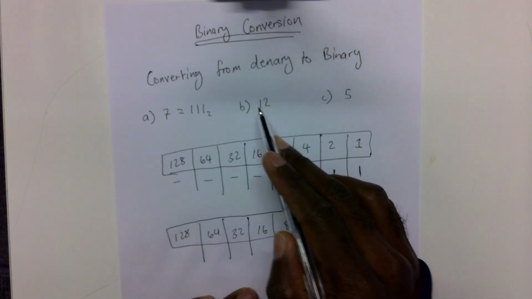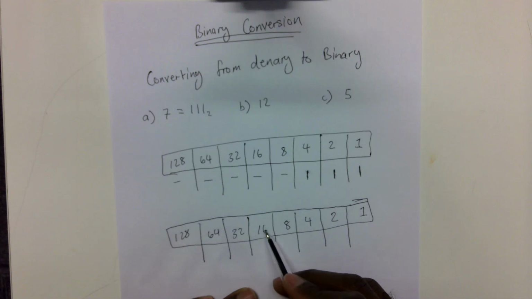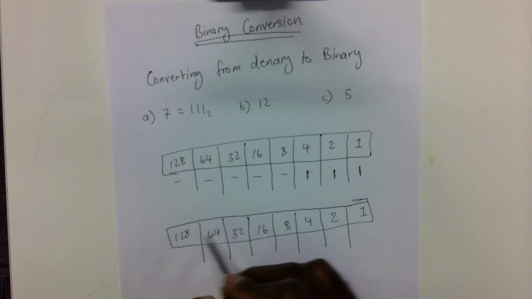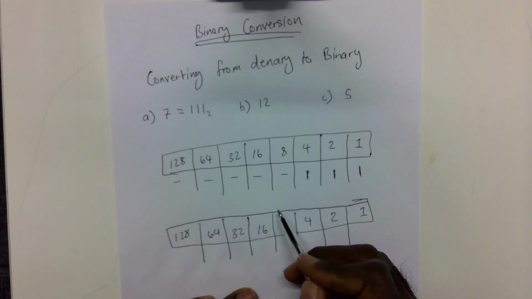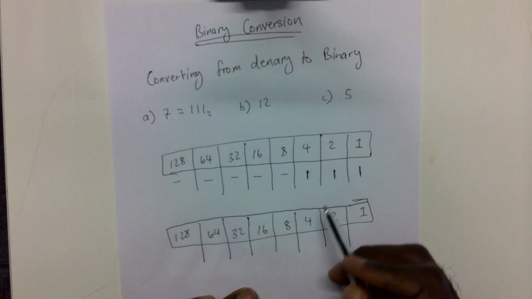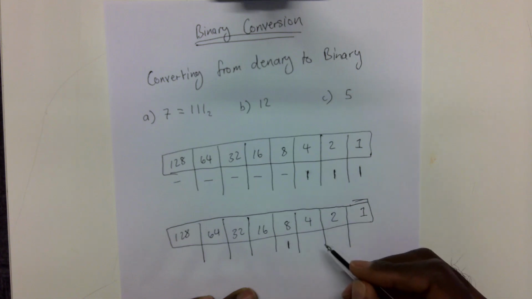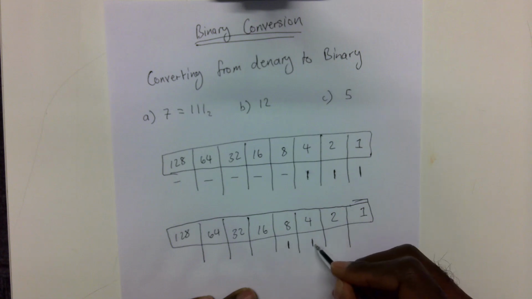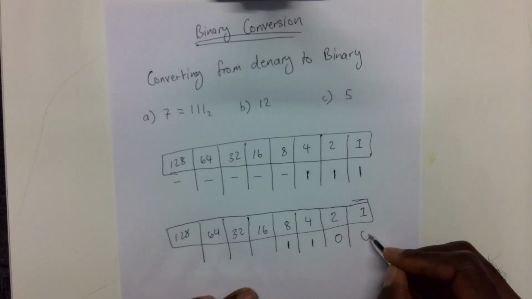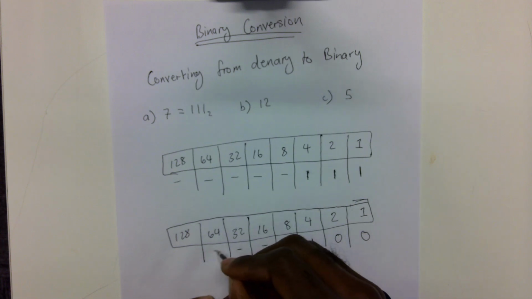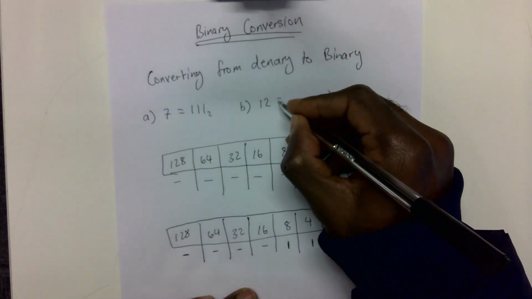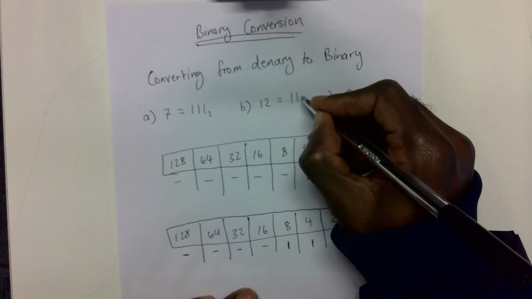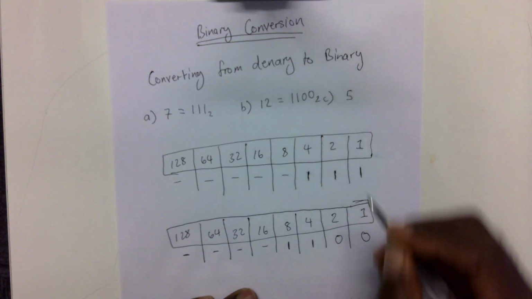Alright, so 12. 12 we know is less than 16. So because it is less than 16, we can't use anything from 16 upwards. We have to use from 8 down. So to get 12, we need to add an 8, and we add a 4. 8 plus 4 gives me 12, and these become 0. And the rest of these up here, we don't need them, so we add a dash. So when we convert 12, our answer is going to be 1, 1, 0, 0. We'll put the little 2.